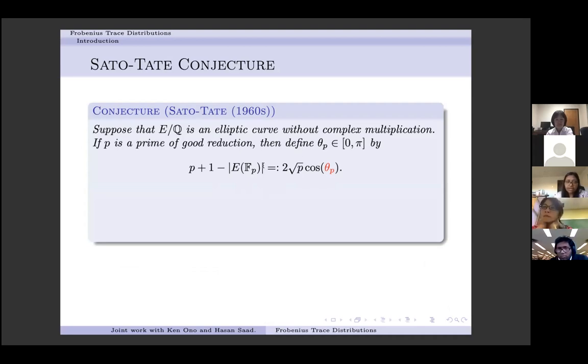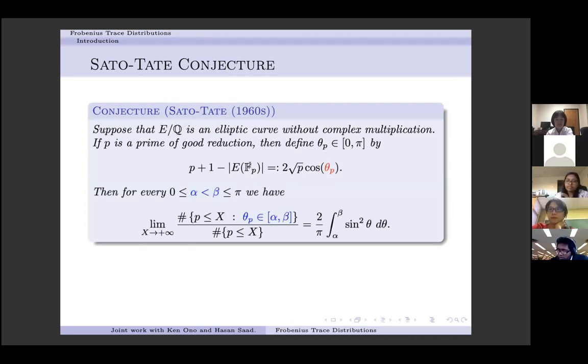Then for any two real numbers alpha and beta, if we take the ratio of the number of primes up to x such that these theta_p's lie in the interval alpha to beta, to the number of primes up to x, and we let x go to infinity, this sequence will converge to the definite integral of sine squared theta d theta. This conjecture is known as the Sato-Tate conjecture.